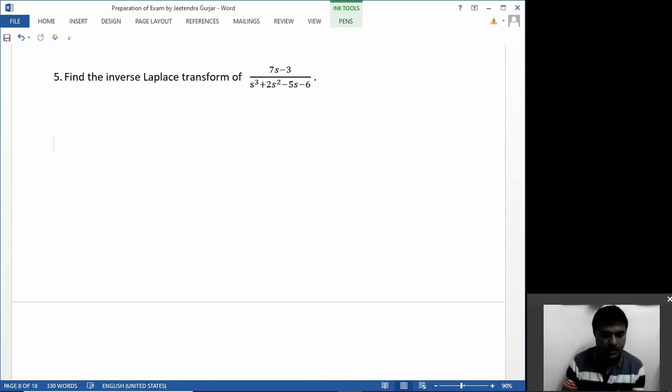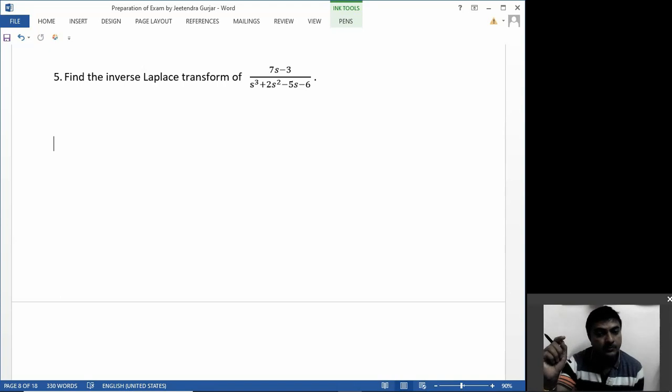Please remember the inverse Laplace formula. This is tricky, I will tell you directly. This question is a little bit tricky. I accept it, but it is not difficult. You already studied the equation, quadratic equation, cubic equation. You have studied in the 10th.